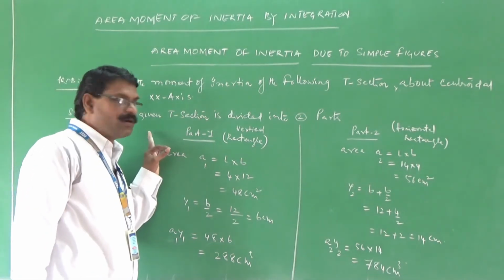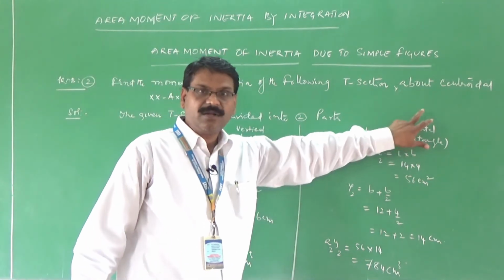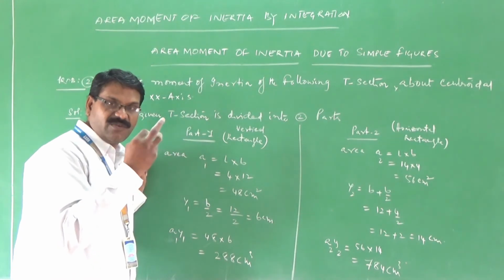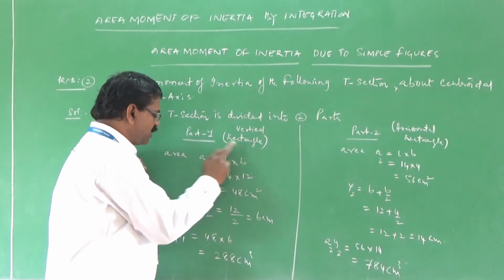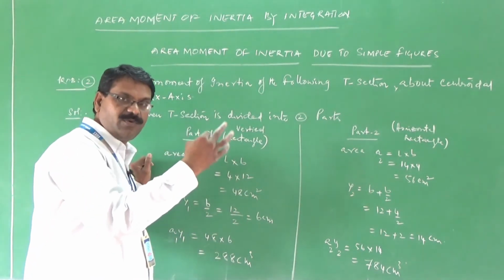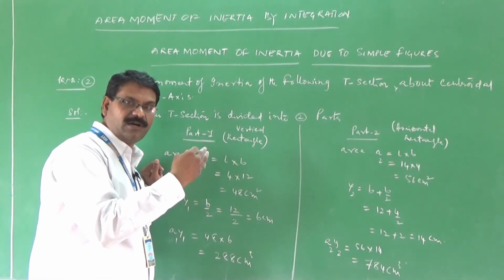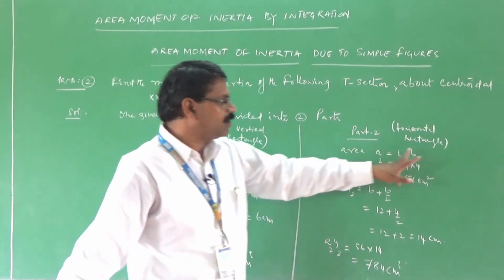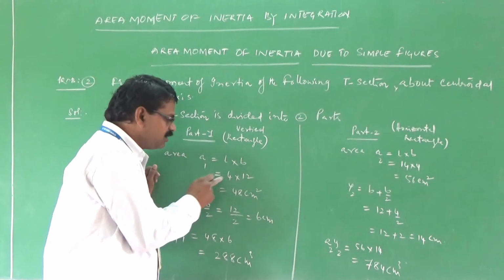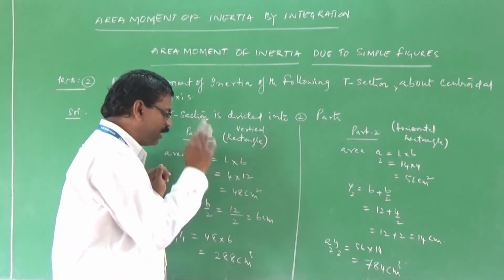Now the given T section is divided into two parts. Part 1 is called vertical rectangle and part 2 is called horizontal rectangle. In part 1, how to find the area? By utilization of L and B. For the vertical rectangle, area A1 is equal to L into B. My length is 4 centimeters and my breadth is 12 centimeters, so we will get 48 centimeters square.